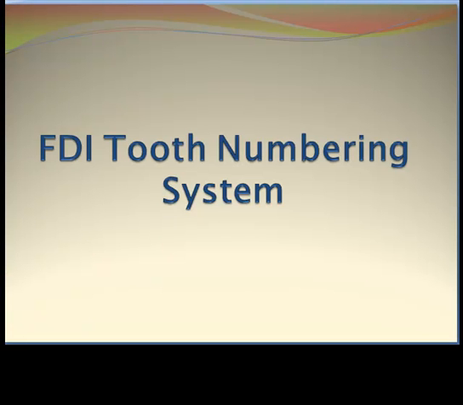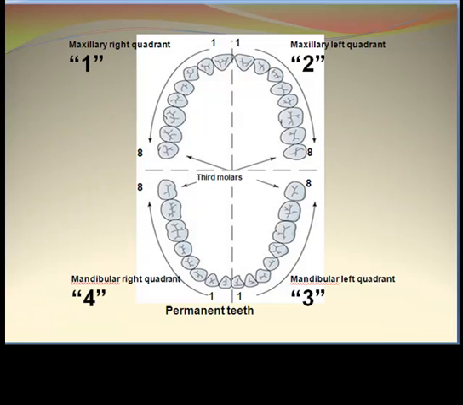The FDI World Dental Federation developed in 1971 a system to identify teeth with a number. The system is called the FDI 2-digit notation, also known as the ISO 3950 notation. FDI stands for Fédération Dentaire Internationale. The FDI 2-digit notation is widely recognized and used worldwide, and it is the tooth numbering system used in Canada.